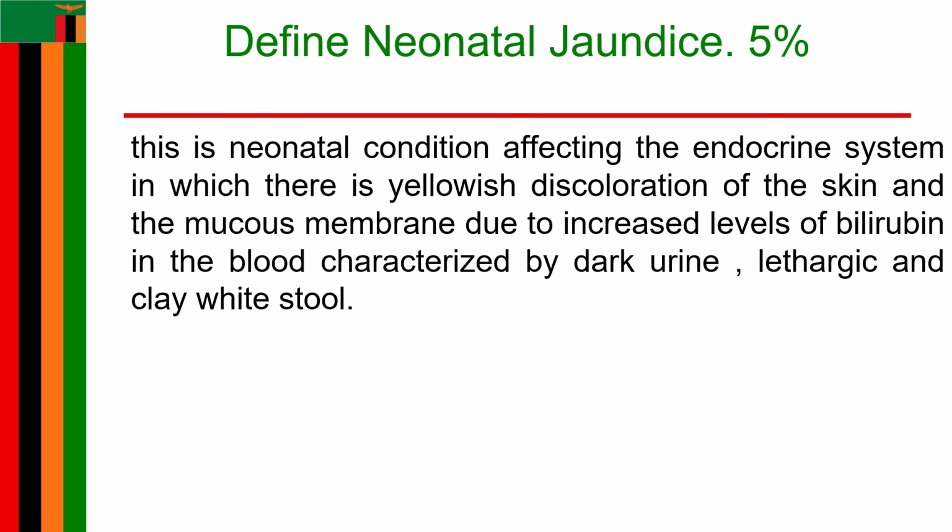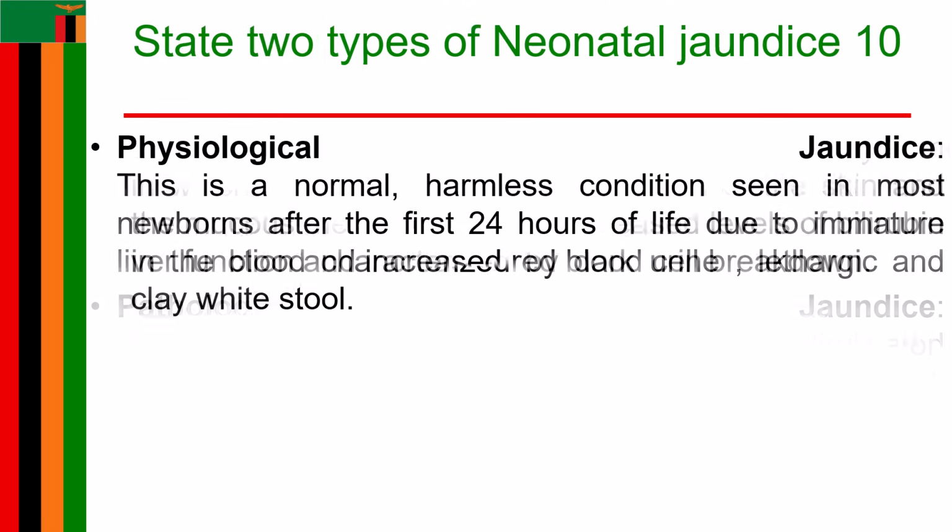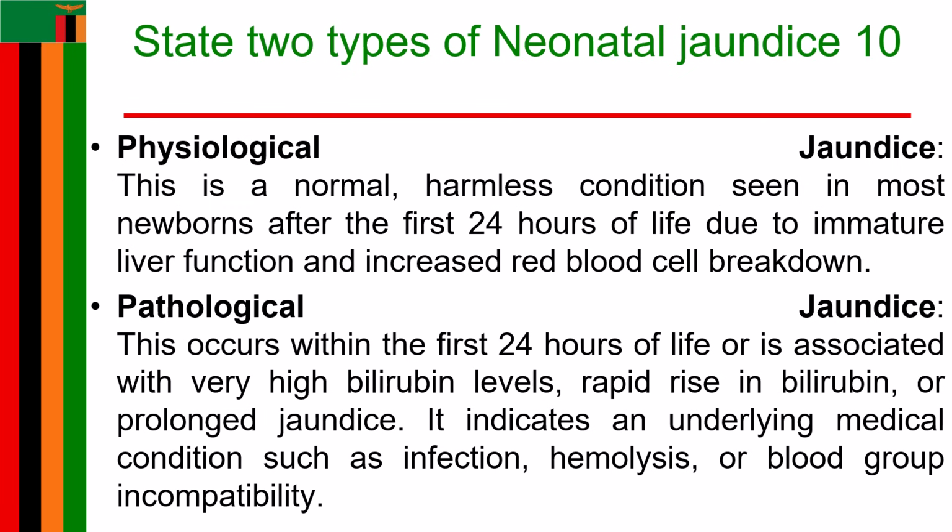Now we move on to our question. So we have defined what neonatal jaundice is. We can look at question 2. And question 2 was saying, state 2 types of neonatal jaundice. So the main 2 types of neonatal jaundice, of course, are the physiological jaundice and the pathological jaundice.